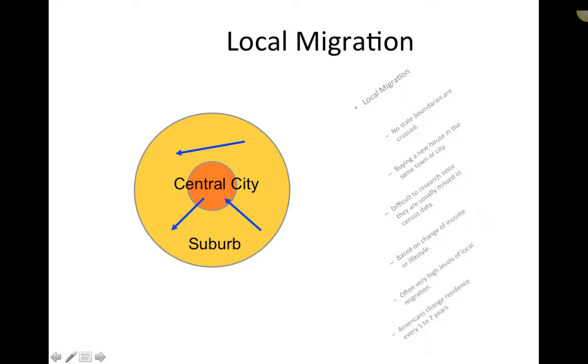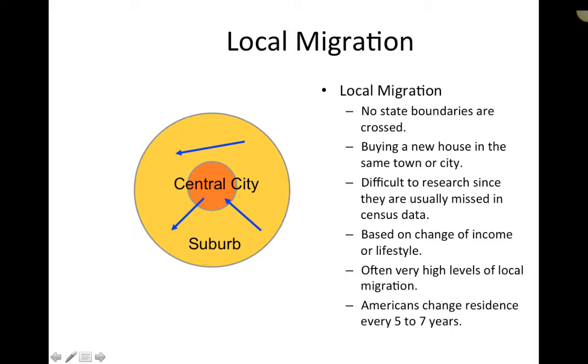Sorry about that. Okay, so local migration: no state boundaries are crossed, and it's typically buying a new house or upgrading, and again it's difficult to research since it's usually missed in the census data. The most common reason, again, is change of income or lifestyle. We often have very high levels of local migration. The days of living in the same place for 20 years are becoming more and more uncommon. It used to be commonplace here. We're looking at an average of Americans moving or changing residence about every 5 to 7 years.